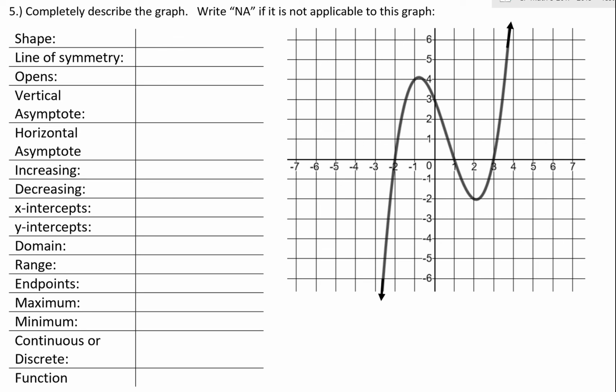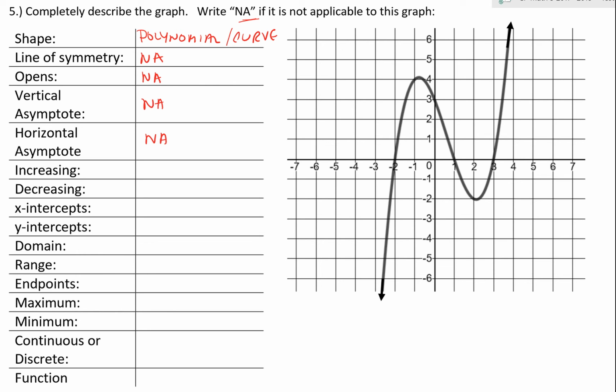All right, so we are describing the graph, and then we're supposed to write NA if something doesn't apply. So I would write, you could say polynomial. You could probably say curve, line of symmetry NA, opens NA, vertical asymptote NA, horizontal NA.